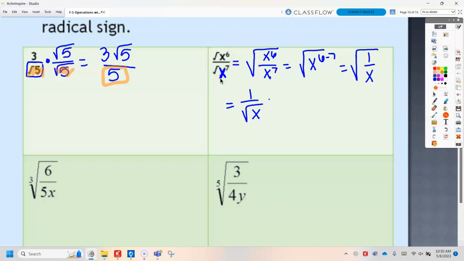So you have root x on the bottom, so you're going to multiply by itself again. That puts a single x in your denominator, and the square root of x up top.